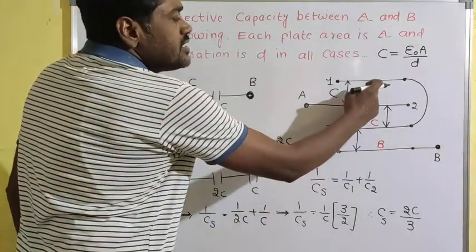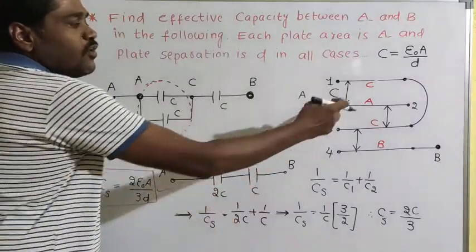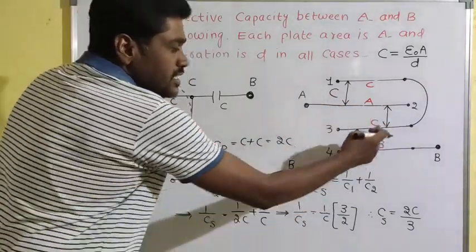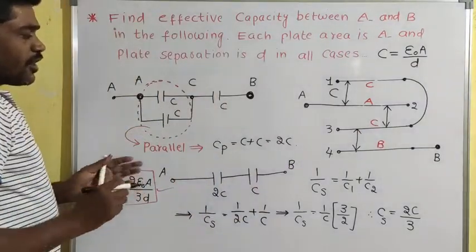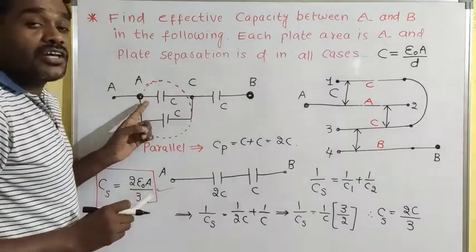Therefore you call this C. If this is C, this is the same plate, so this is also C. Therefore C to A is one capacitor, and A to C is one more capacitor. C to B, just connect them. Now A to C and C to A, two capacitors, are there. Both are in parallel.